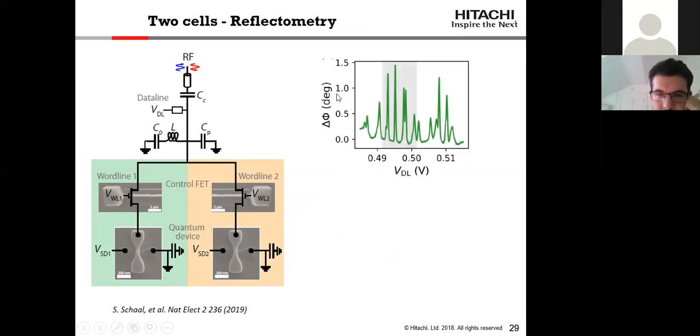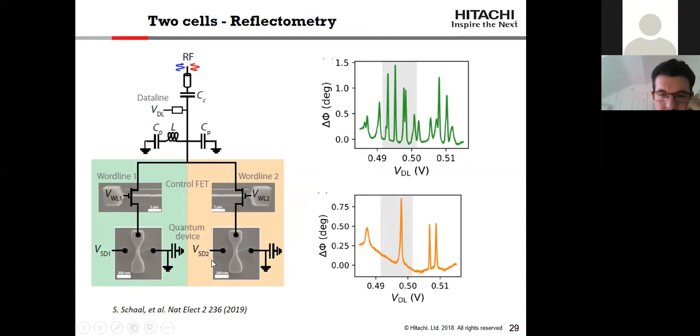Okay, so this is the phase response of the resonator on the first cell when the cell is activated and we sweep the data line voltage. You see several Coulomb oscillations. And this is the response of the other cell when we sweep the data line and measure the frequency response of the resonator.